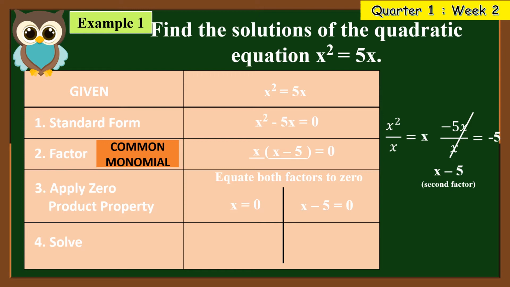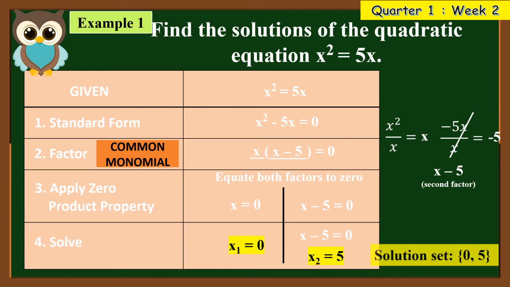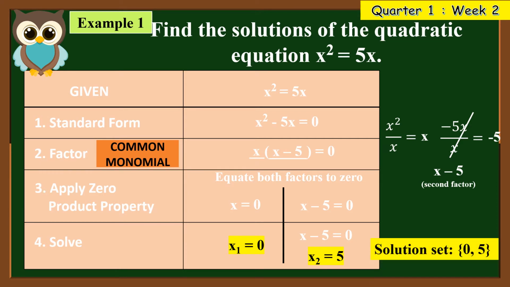Then for the last step, we have now to solve. Since we already get the value of x from the first factor, that will be our x sub 1, which is equal to 0. And for our x sub 2, we have to solve x minus 5 is equal to 0. So we move negative 5 to the other side of our equation to get the value of our x sub 2, which is positive 5. Therefore, getting the values of x, which are 0 and 5, we can say that the solution set of the given quadratic equation is 0 and 5.